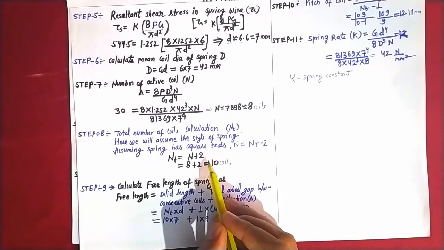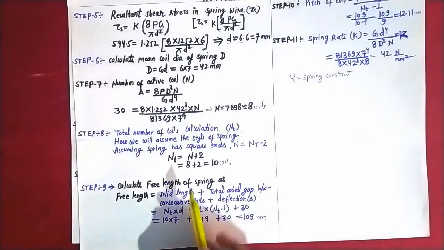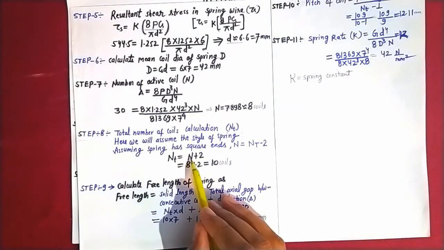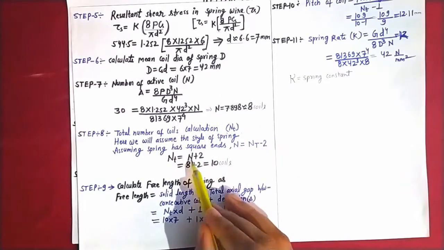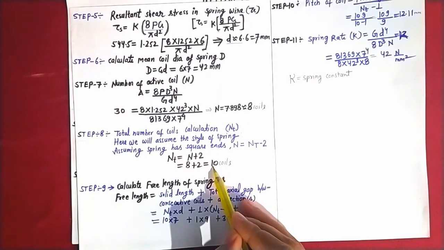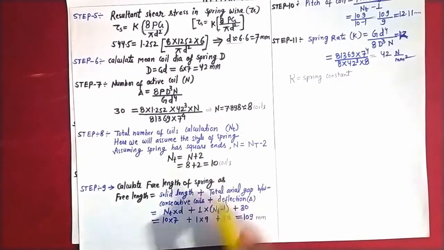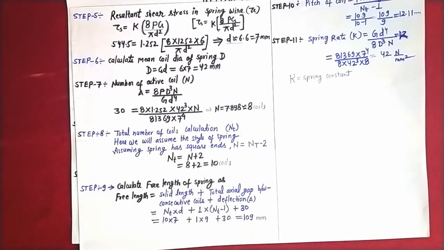Using this table for square ends, NT, the total number of turns, is given as N plus 2, and N is calculated as 8. So putting the value of capital N as 8, we will get the total number of coils, which is 10. Now, in step number 9, we will calculate the free length of the spring.